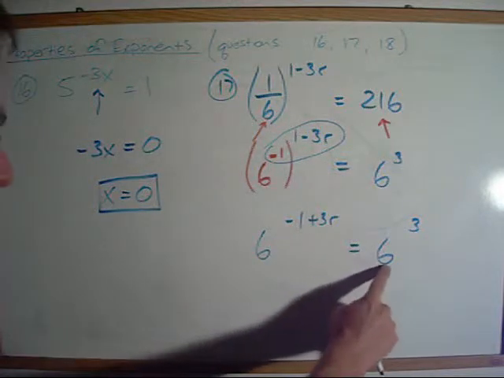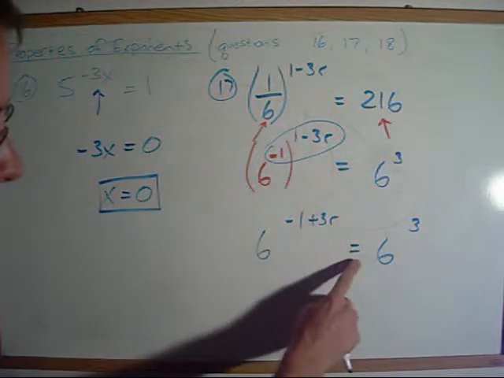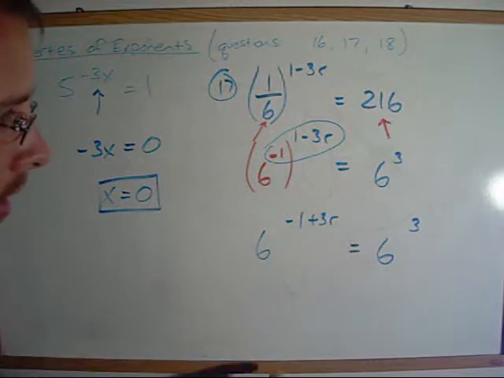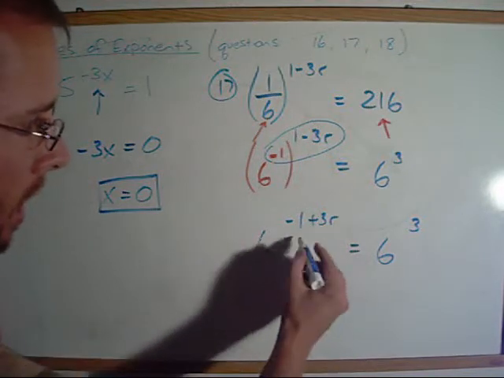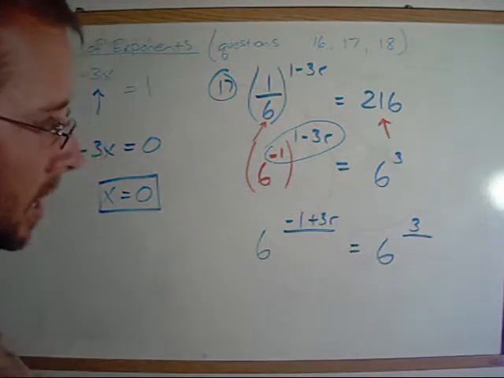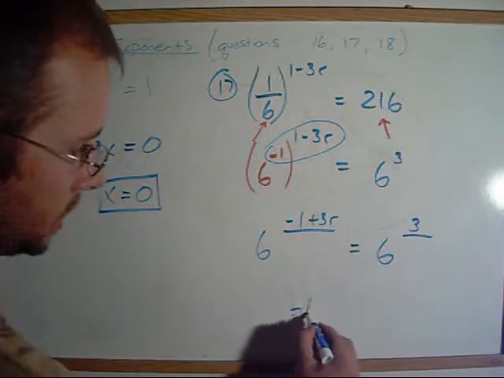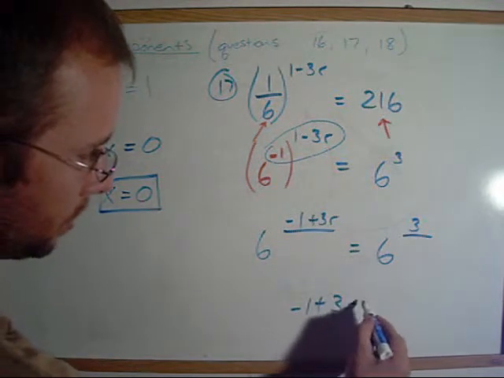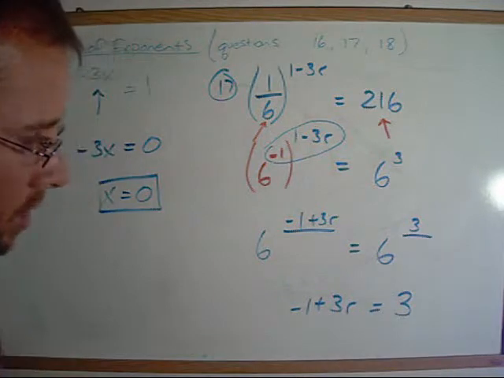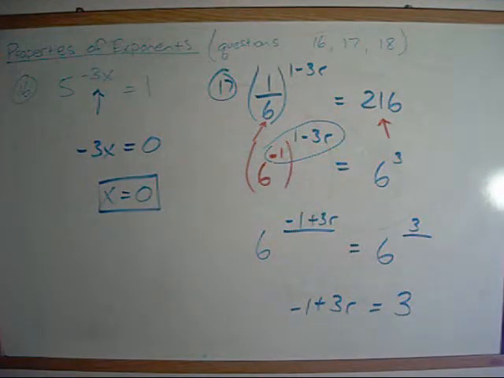Well, for this equation to be true, this is saying 6 to some power equals 6 to some other power. In order for that to be equal, these two powers need to be equal. So we can actually set up a new relationship, a new equation, which is setting those powers equal to each other. And now it's a linear equation solving for r.